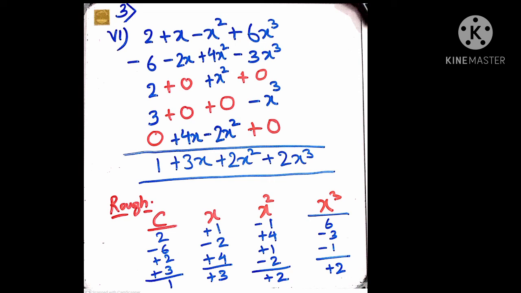So let's start from the right hand side, x cube. So plus 6 minus 3 minus 1. Minus 3 minus 1 is minus 4. So 6 minus 4 is plus 2. Then x square. It's minus x square means minus 1. Minus 1 plus 4 plus 1 minus 2. Minus 1 and minus 2 is minus 3. And 5 minus 3 is plus 2. In the x column, plus 1 minus 2 plus 4. So 4 plus 1 is 5. 5 minus 2 is plus 3. And the constant one. 2 minus 6 plus 2 plus 3. So 3 plus 2 plus 2, it's 7. 7 minus 6 is 1. So our answer is 1 plus 3x plus 2x square plus 2x cube.